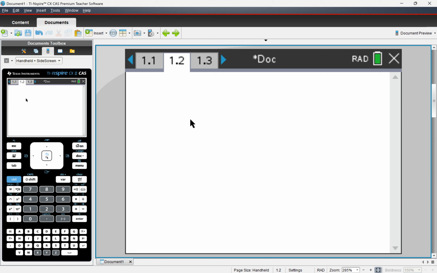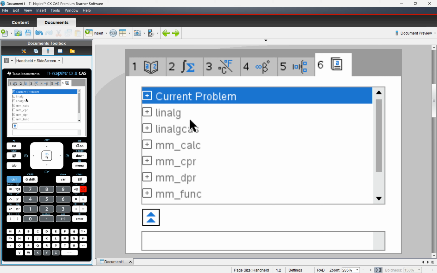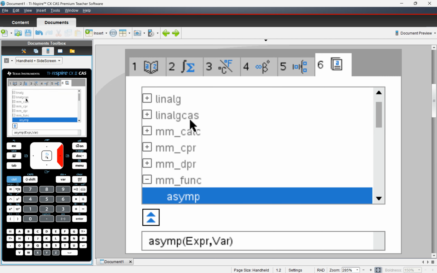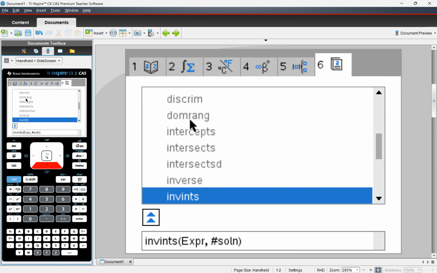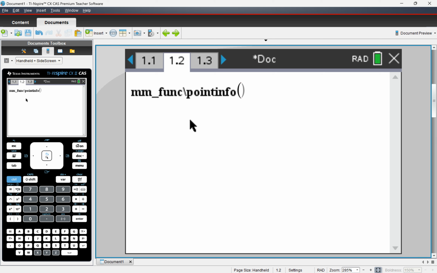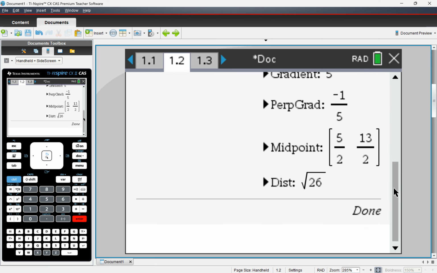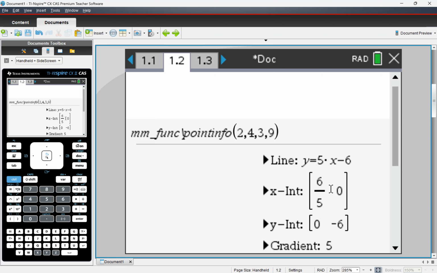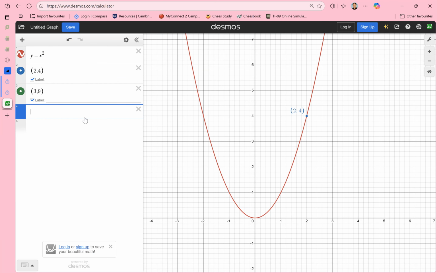Actually, you can't do this bit. I'm going to do this bit quickly. I'm using some user-defined codes, so you won't know what I'm doing. All right, what is it? We've got 2 points, 2, 4, and the other one was 3, 9. So I'm cheating just to get the equation. 5x minus 6. All right, here we go.